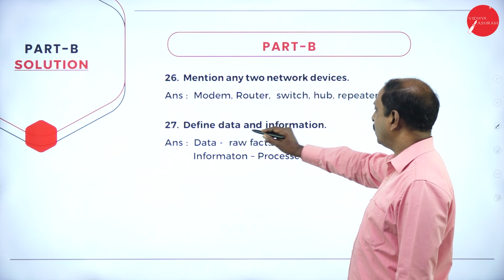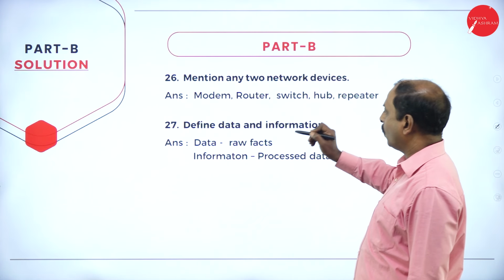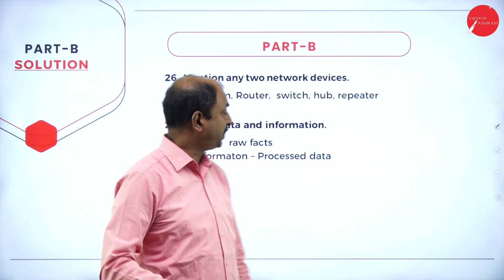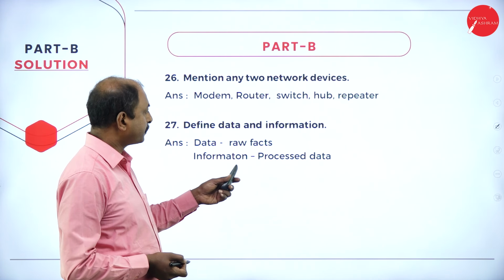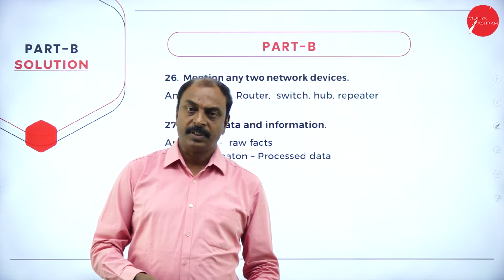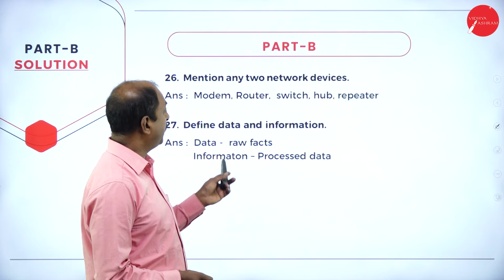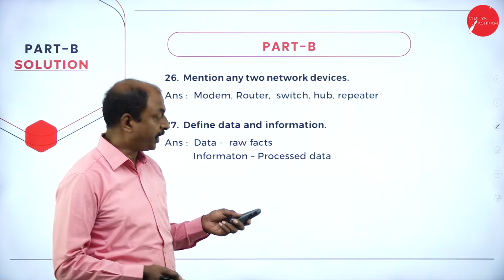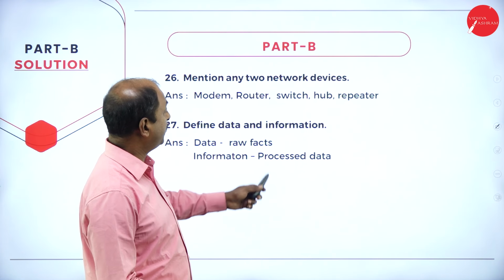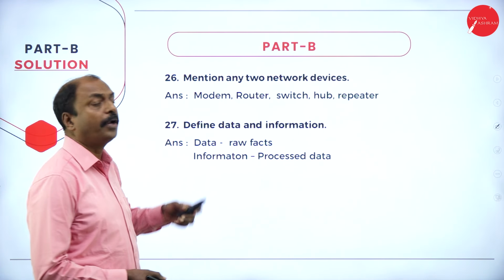27. Define data and information. You know what is data? It's nothing but raw facts. The definition of data is a raw fact before processing. And what is information? It is processed data. So data, process and information is the data processing cycle. Accordingly, data is raw fact before processing and information is after processing. The result of processed data is nothing but information.